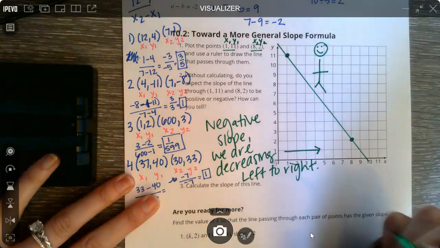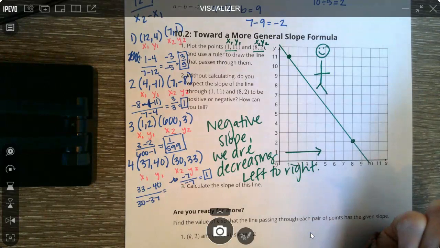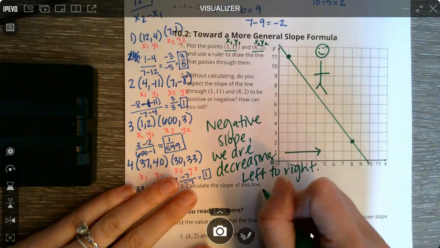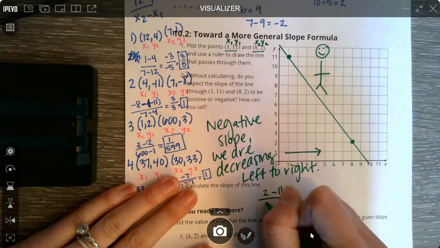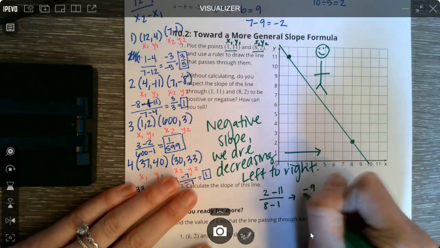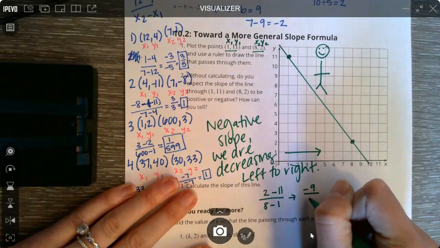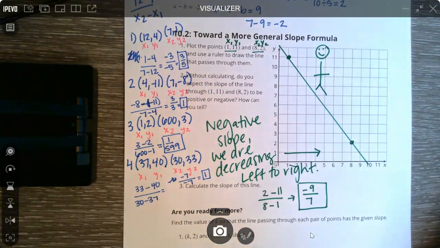All right. Take a second. Try it out. Pause the video. See if yours matches mine. Try it. 2 minus 11 over 8 minus 1. 2 take away 11 is going to be a negative 9. 8 minus 1 is 7. Negative 9 over 7.